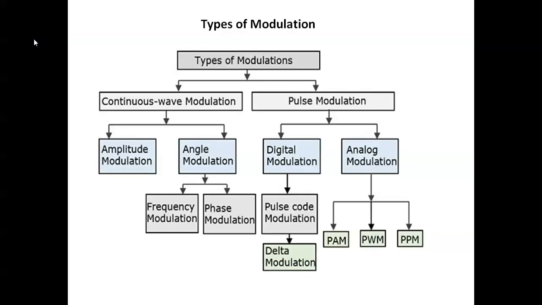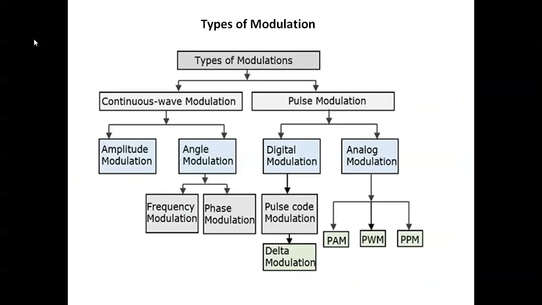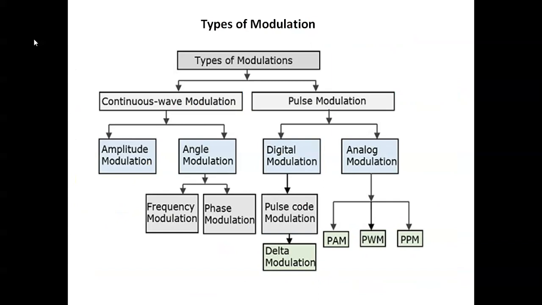So last class we have seen about types of modulation. Here we have to continue with the slide, continuing wave modulation. Last class we discussed the types of modulation, which are classified into two: continuous modulation and pulse modulation.